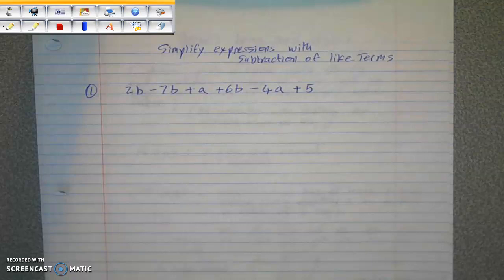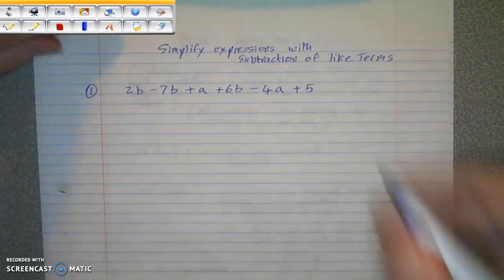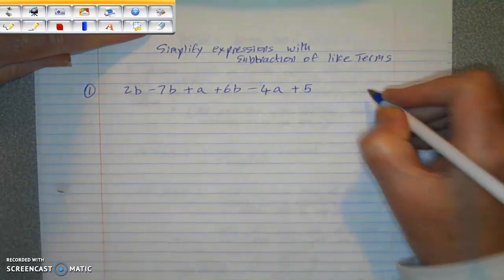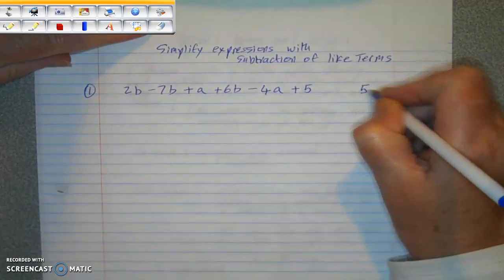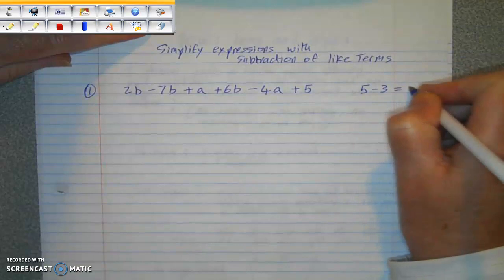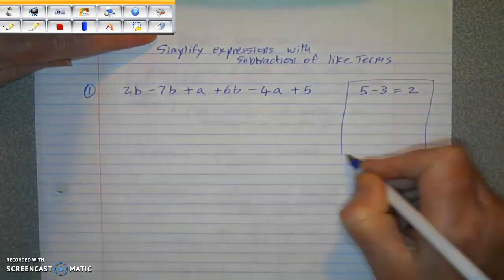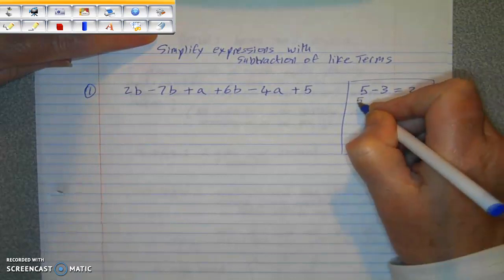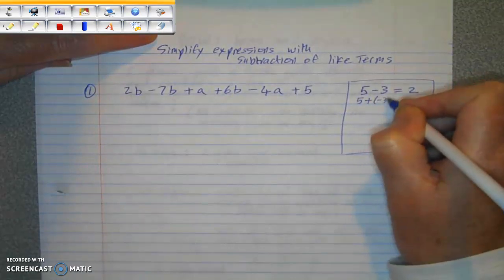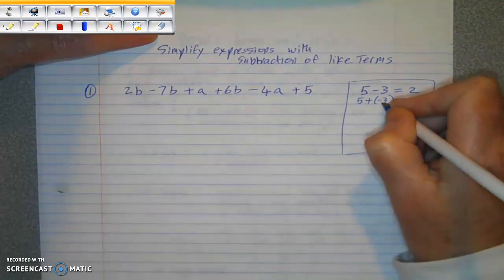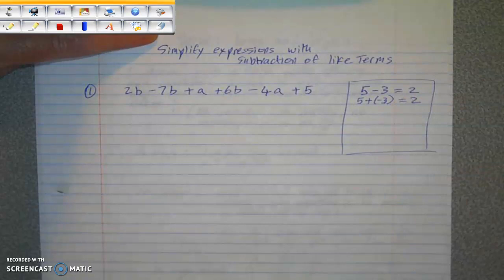But first, let's start with simplifying expressions with subtraction of like terms. You guys know that subtraction is the same as adding the opposite. So if I give you the problem 5 minus 3, and you know the answer is 2, that can also be written as 5 plus negative 3. Same answer. So subtraction is just the same thing as adding the opposite.